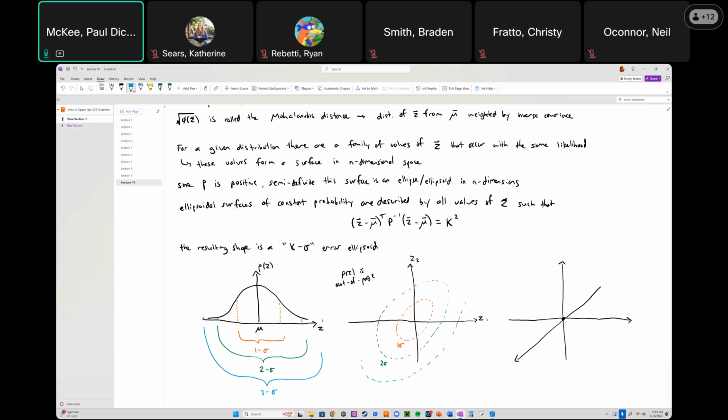And then maybe this is the 3 sigma ellipse. You get the idea there. So in this case, it is a mound, and then 1 sigma, 2 sigma, 3 sigma are contour lines on a map. I think that's the best way to think about it in 2 dimensions.